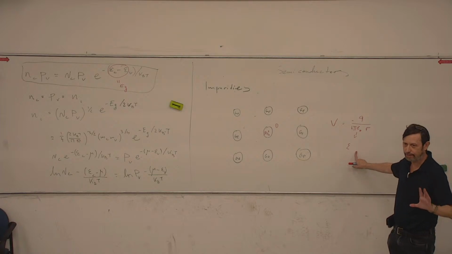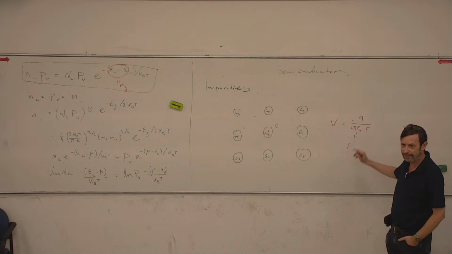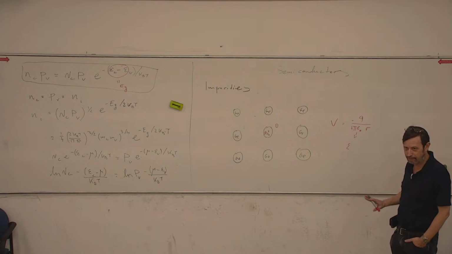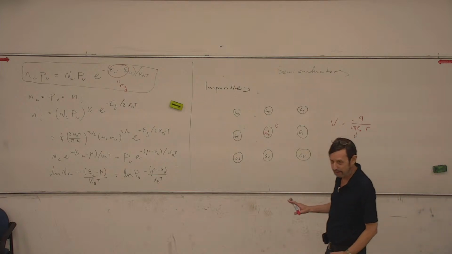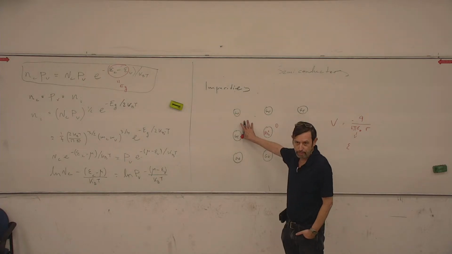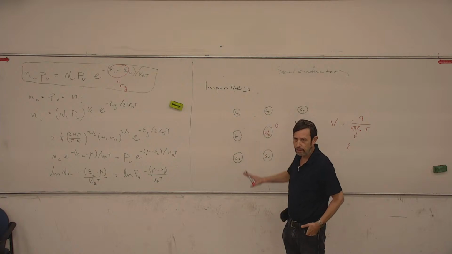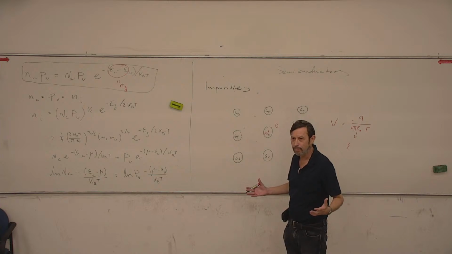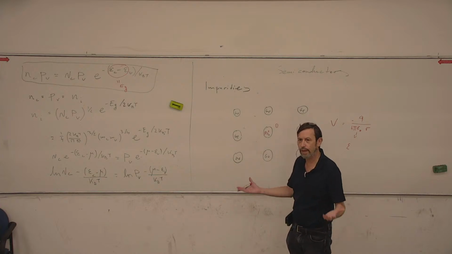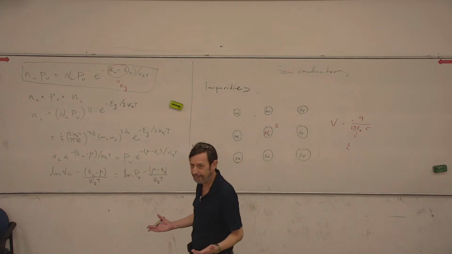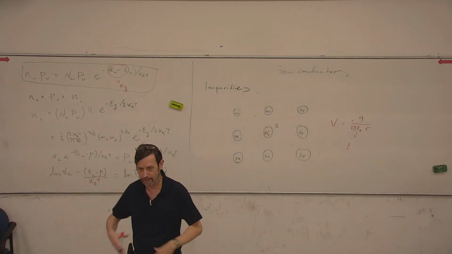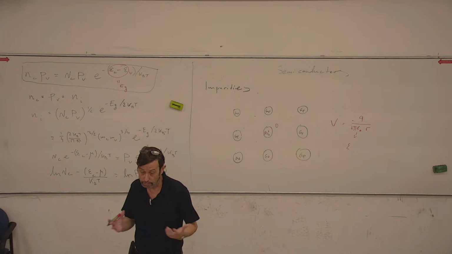What is important about this? Epsilon is always larger than epsilon 0. That's the important thing to remember. In most semiconductors, it's about 10 times larger. So what does it mean? It means that the Coulomb interaction is partially screened by all these electrons around us. Makes sense?